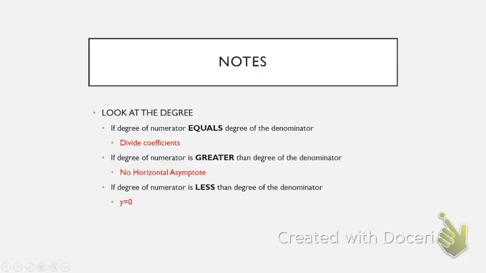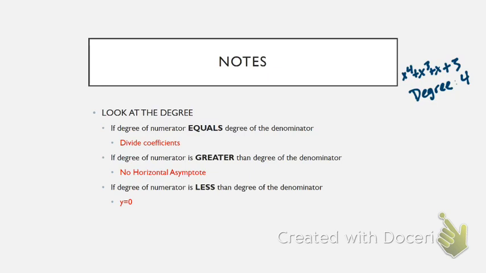So here are the notes I would write down, just to have for the future. The degree. If you remember, the degree of a polynomial is the highest exponent. So if we have something like x to the fourth plus x cubed plus x plus 3, the degree would be 4. So the degree is the highest exponent. When we're doing horizontal asymptotes, we're concerned with the degree of the polynomial.